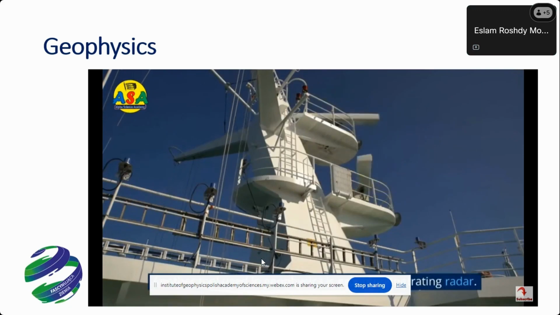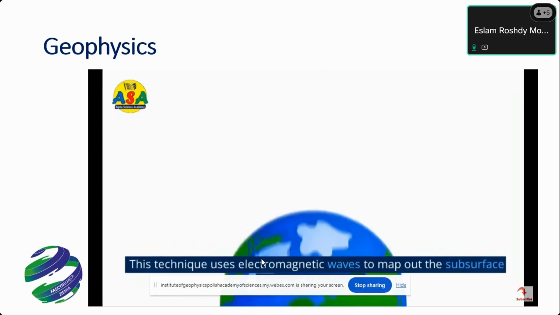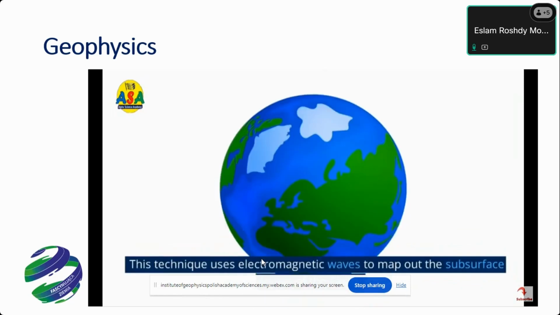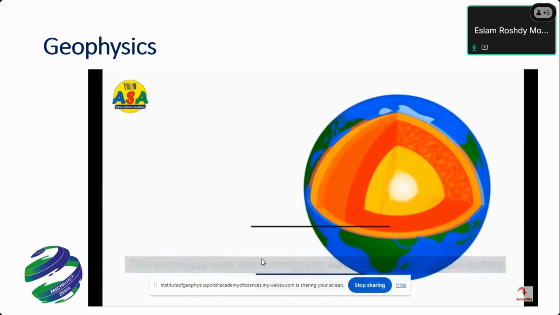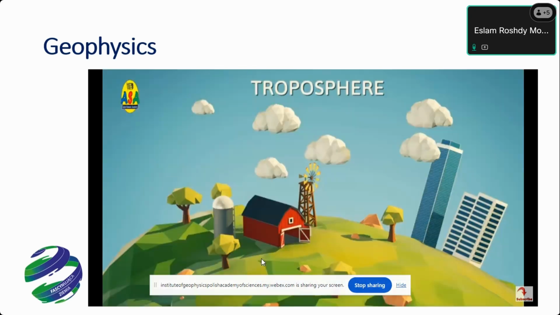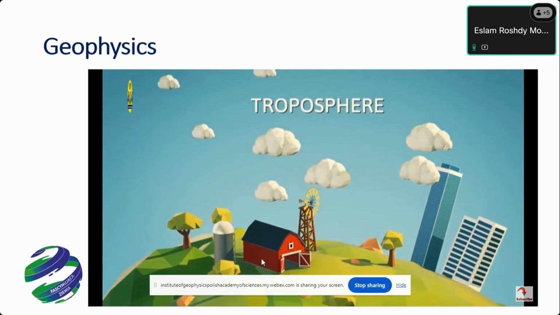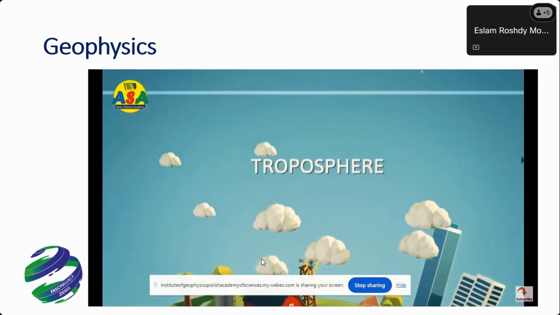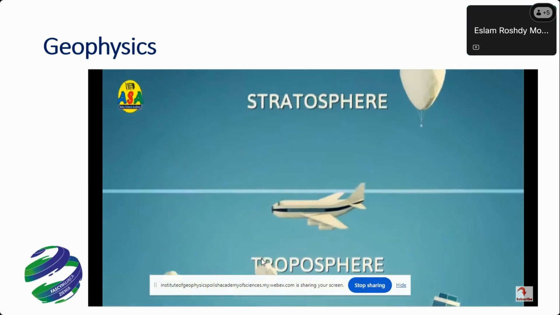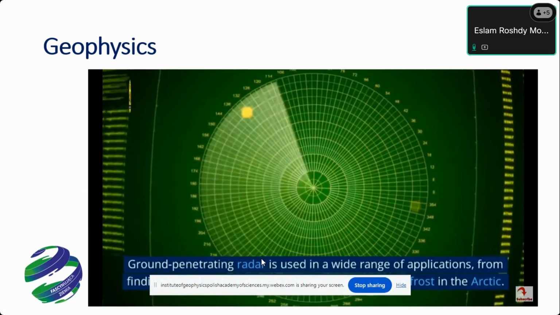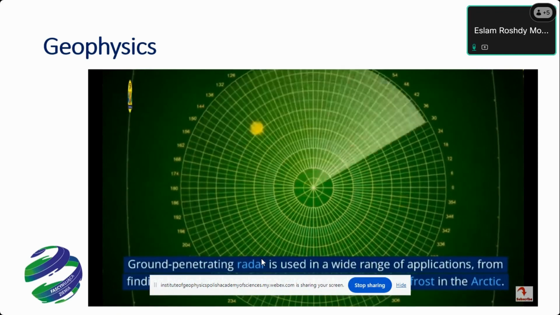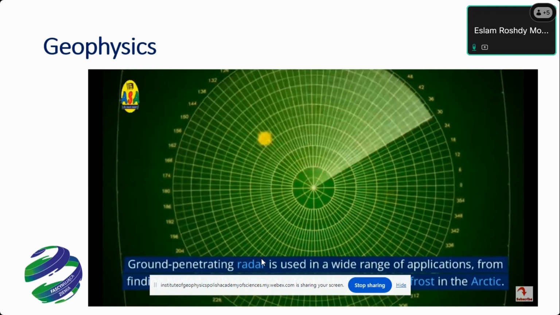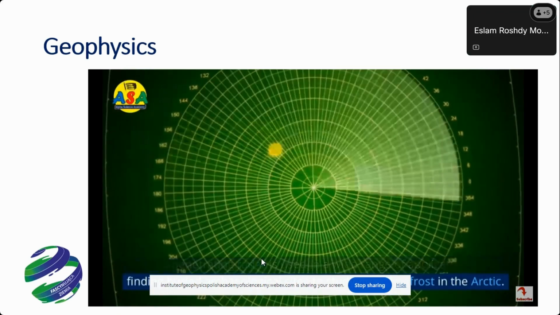Another tool used in geophysics is ground-penetrating radar. This technique uses electromagnetic waves to map out the subsurface layers of the Earth. Ground-penetrating radar is used in a wide range of applications, from finding buried archaeological sites to studying permafrost in the Arctic.